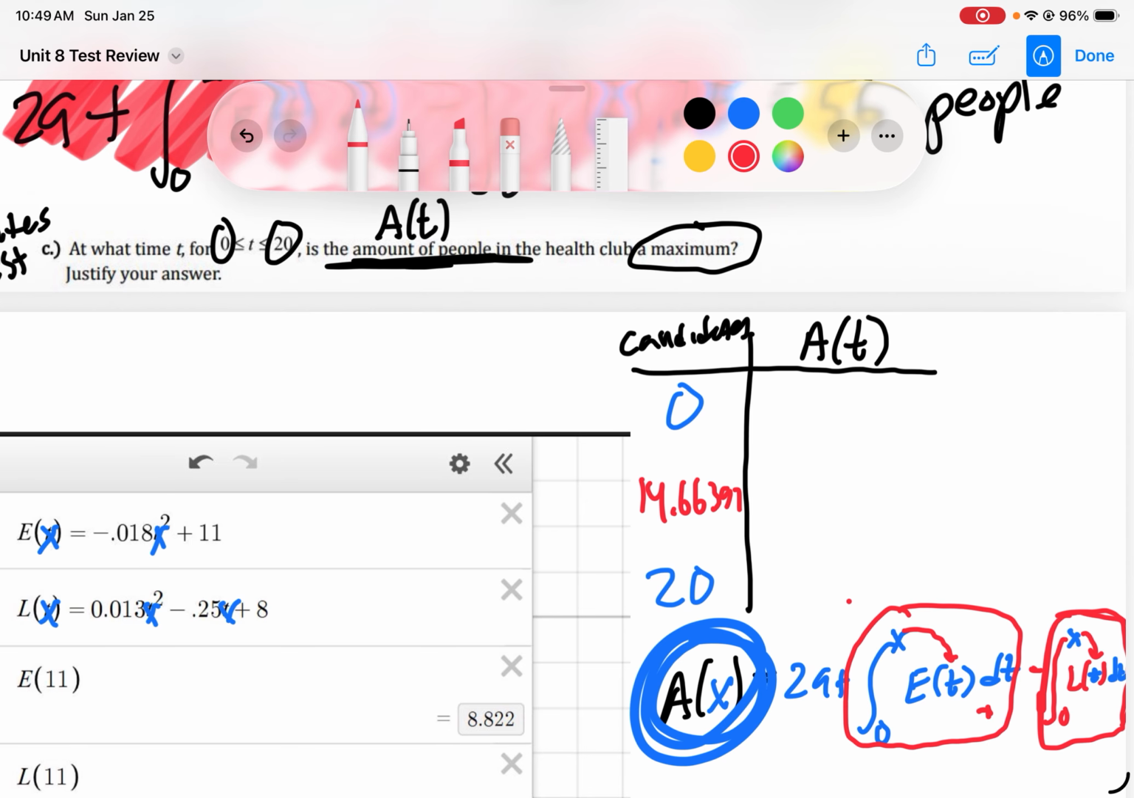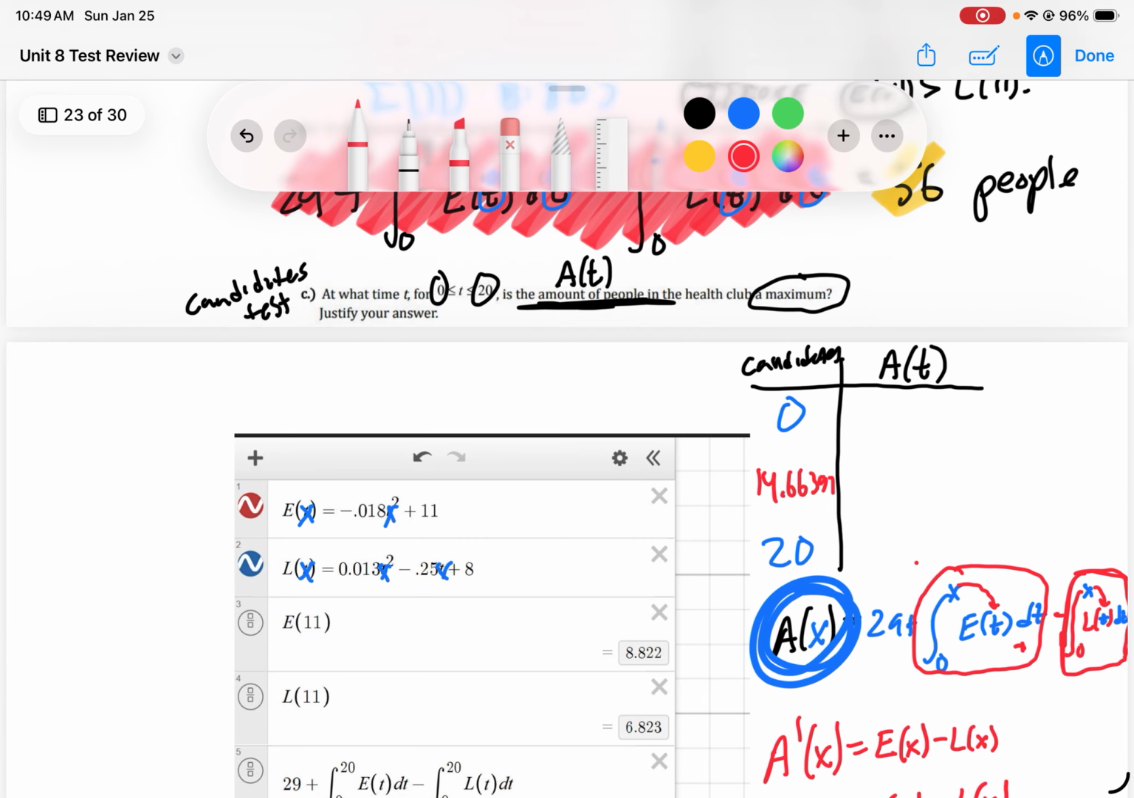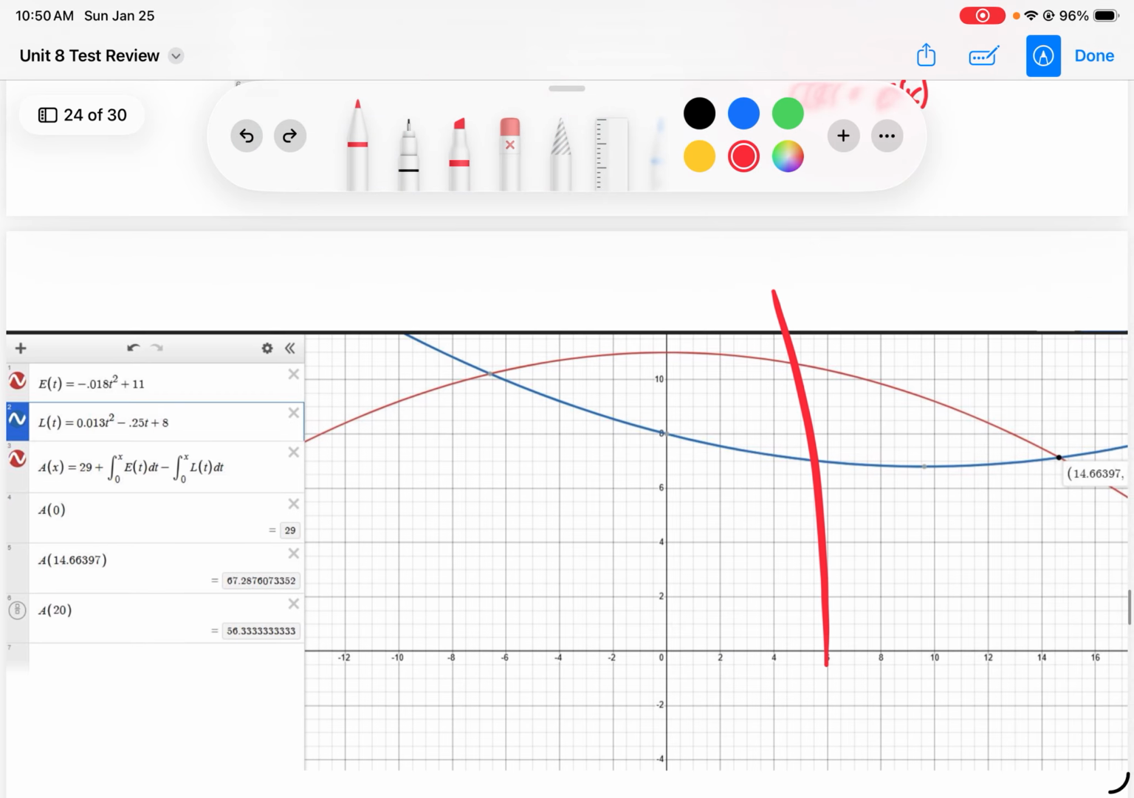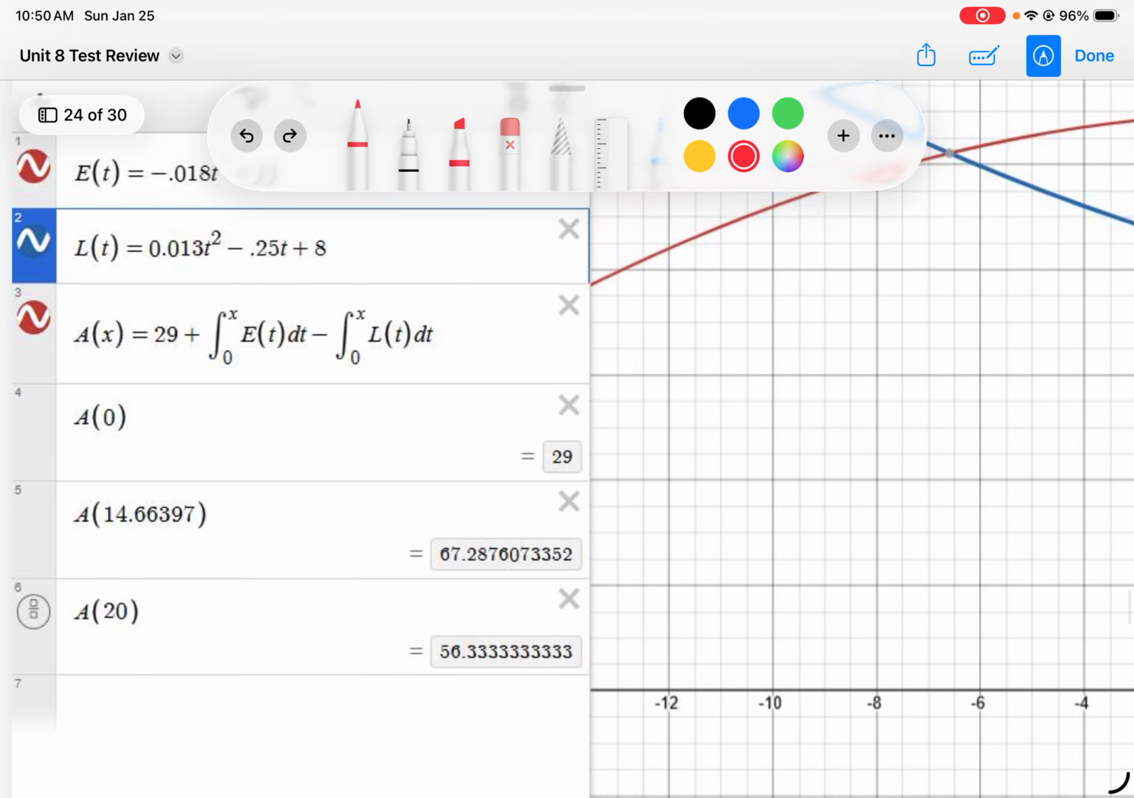All right, so once you have the candidates on a calculator active question, it's not so bad. A of 0, we know is 29 because they told us that, right? Now, A is not acceleration. I just got confused for myself for a second. A is the amount of people in the gym at those time values. So A of 9 is 0. A of 14.66 whatever, just plug into your calculator. There they are. But make sure you're writing those values in your table.